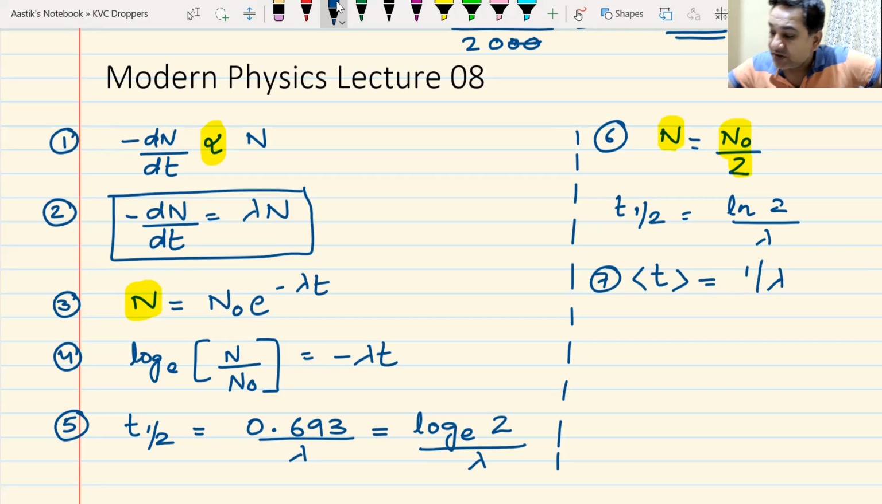Now there was a relation between this one and this one. What was the relation between this one and this one?